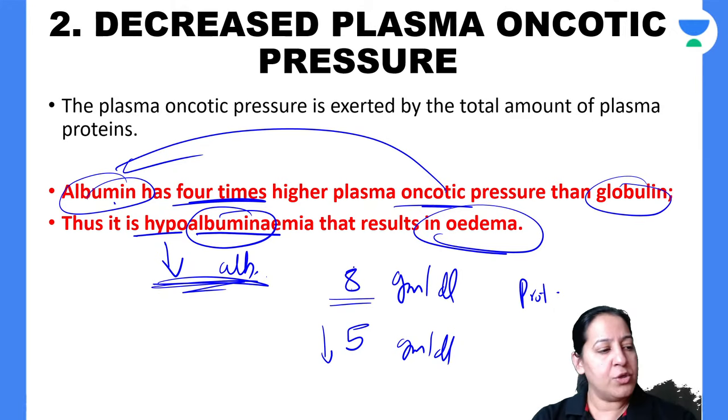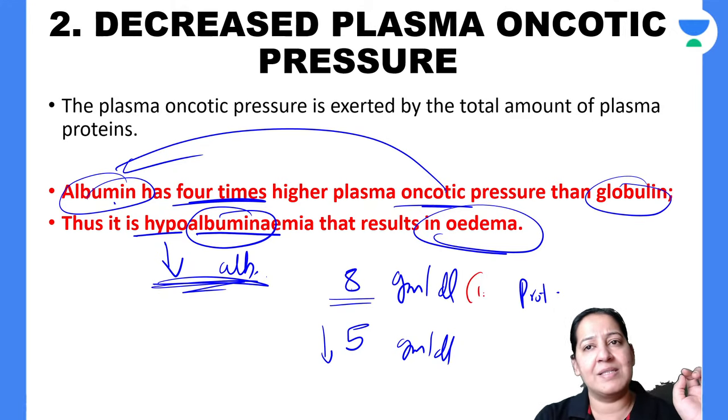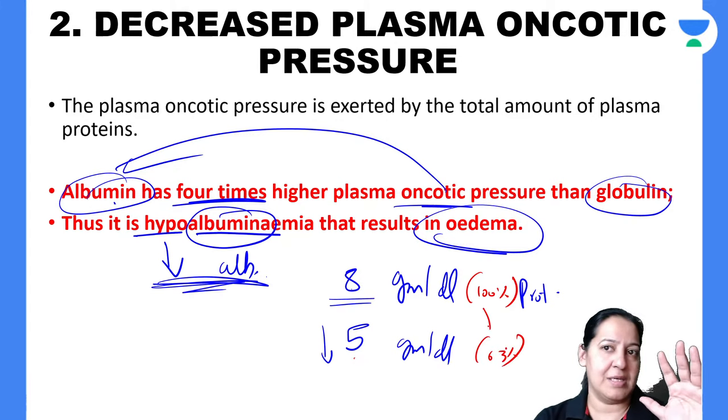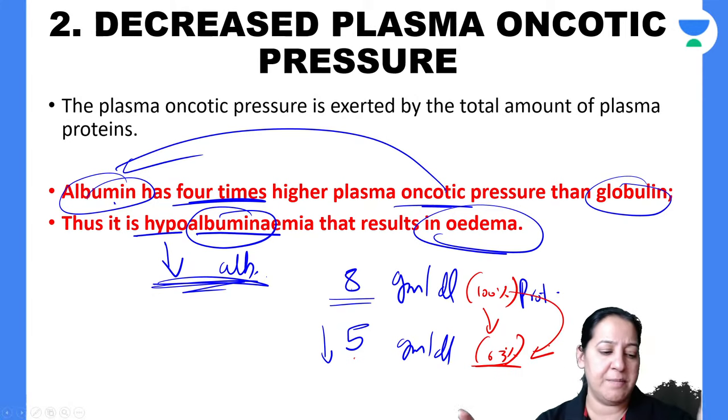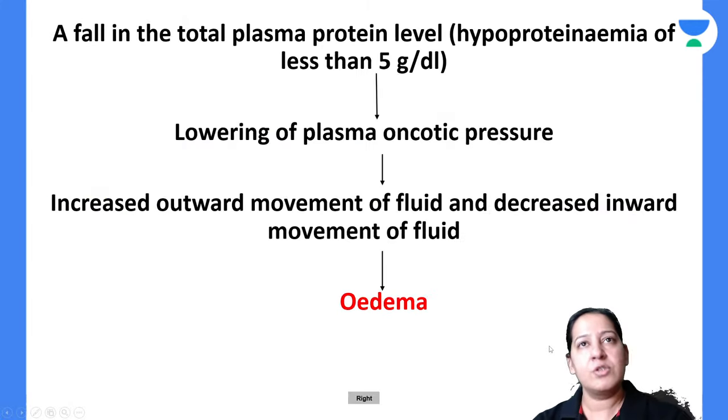per deciliter. So if I consider 8 as 100%, what is 5? 5 is 63%. So can I say reduction to 63% of the protein will lead to edema? Give me a thumbs up, this is MCQ. So that is the thing.